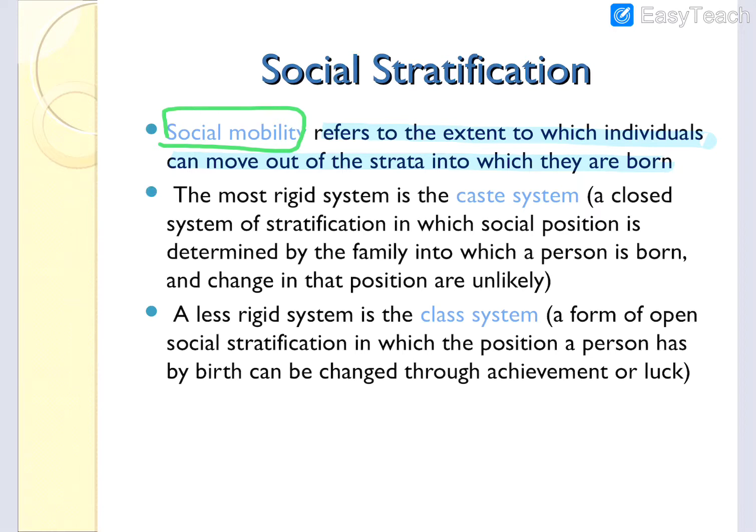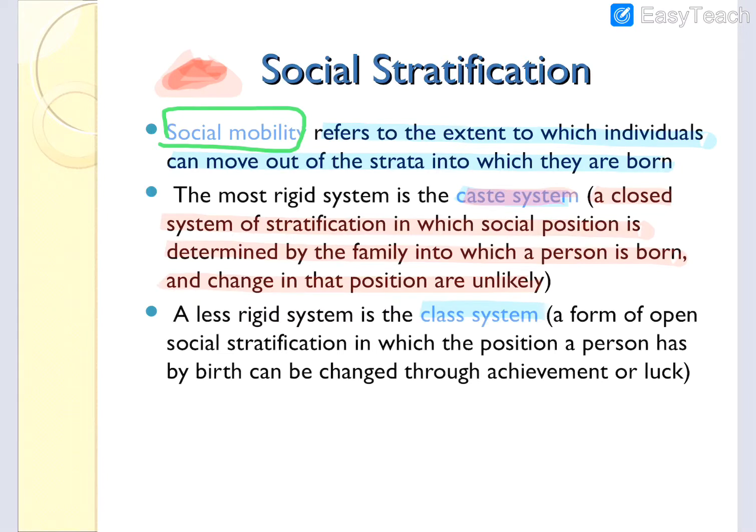So normally, this strata, okay, we have two types. We have a caste system and also a class system. Okay, the most rigid system is the caste system. Actually, it's a closed system of stratification in which social position is determined by the family into which a person is born, and change in that position is unlikely. So I give you an example. Change in this position is usually not possible during an individual's lifetime. Means if you are in the low caste, changing your caste is actually impossible for you. Means you are born in that, so forever you stay in that caste.